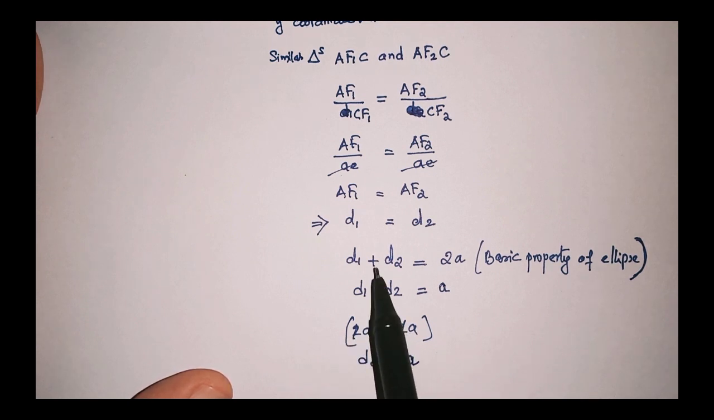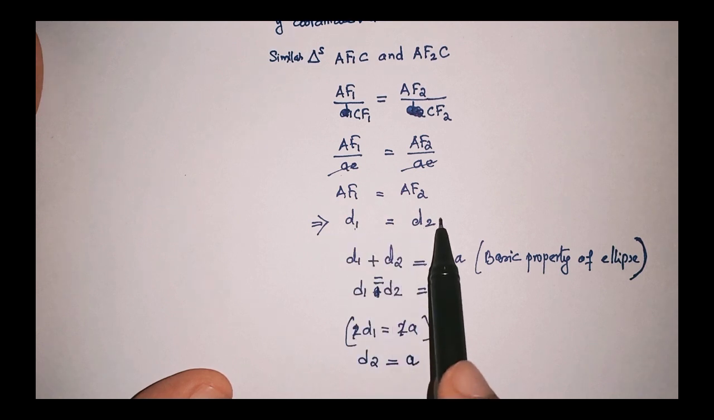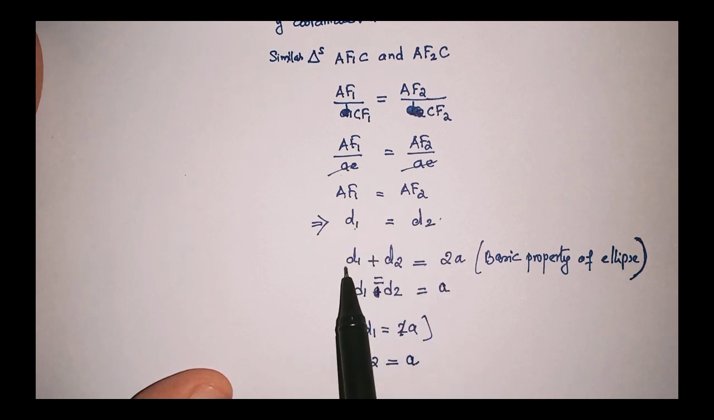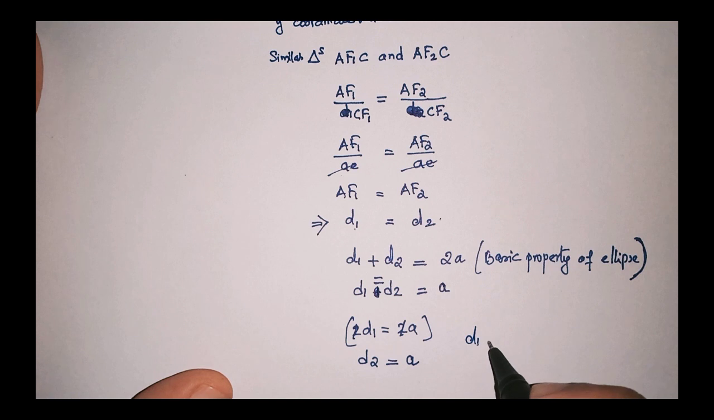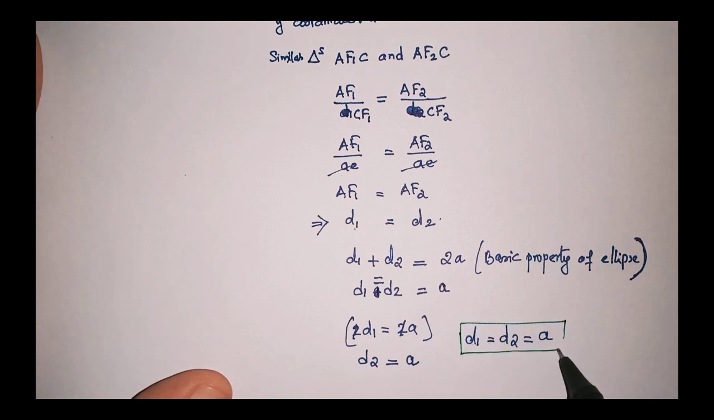So D1 plus D2 is equal to 2A, so that means D1 and D2 are going to be equal. So 2D1 or 2D2 is going to be 2A. Similarly, D2 is going to be equal to A. So that means D1 is equal to D2 is equal to A, which is a perfect relation that we need to obtain. This is also a very important insight which we have derived from here.